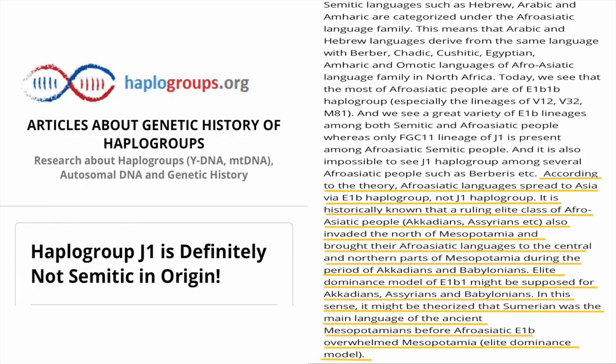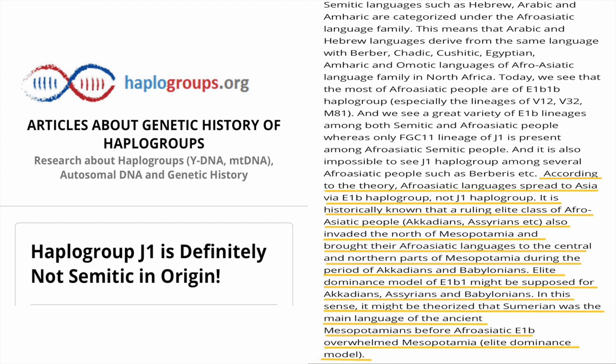And according to the page titled Haplogroup J1 is definitely not Semitic in origin, it reads, according to the theory, Afro-Asiatic languages spread to Asia via E1b haplogroup, not J1 haplogroup. It is historically known that a ruling elite class of Afro-Asiatic people, Akkadians, Assyrians, etc., also invaded the north of Mesopotamia and brought their Afro-Asiatic languages to the central and northern parts of Mesopotamia during the period of Akkadians and Babylonians. Elite dominance model of E1b1 might be supposed for Akkadians, Assyrians, and Babylonians.